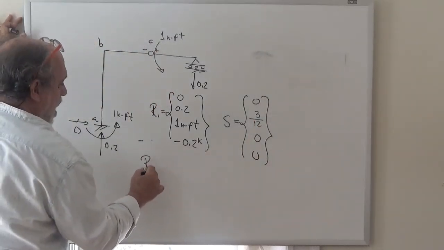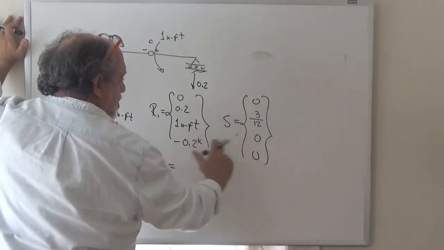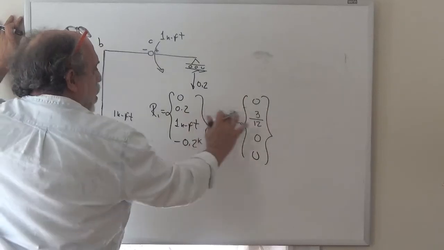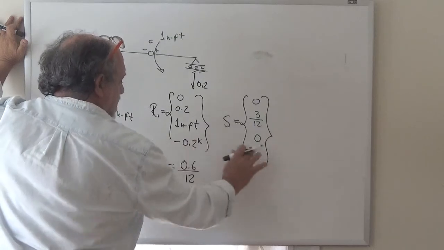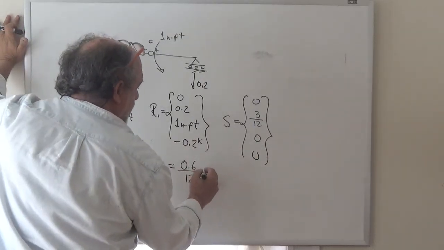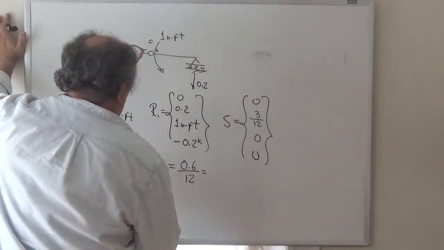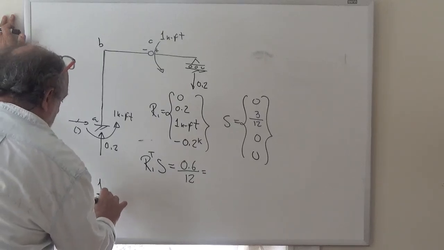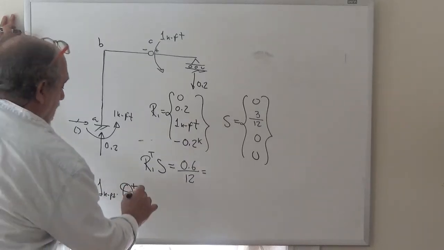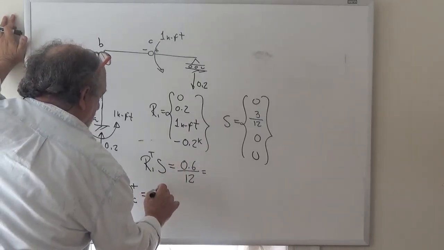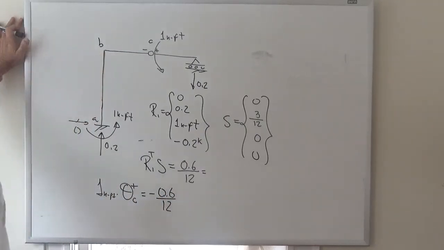So the work is R1 transpose S, and that is equal to this times this, plus this times this, plus this times this, plus that times that. So we get 0.6 over 12, 0 and 0, right? So 0.6 over 12 is our work, and therefore we find that 1, in this case 1 kip foot, right, times theta C on the positive side is equal to the negative of that, which is minus 0.6 over 12, right?